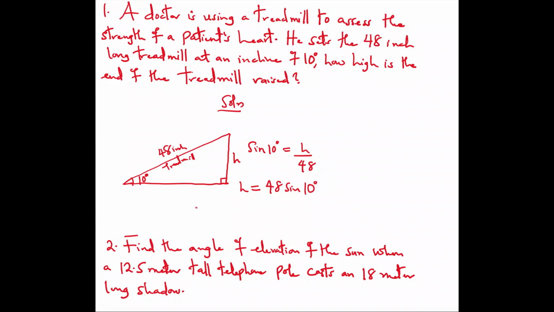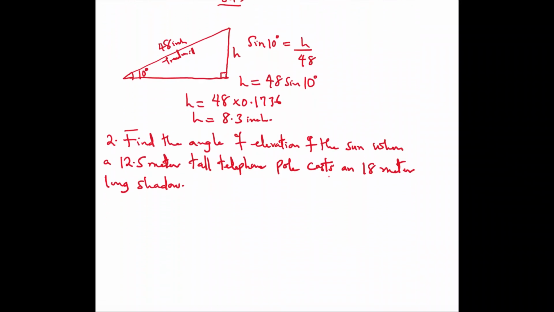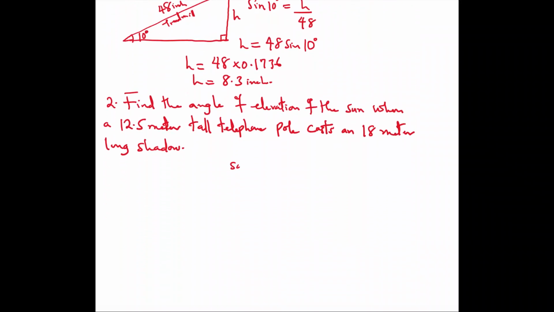Okay, 48 sine 10 degrees. So if we do sine 10, sine 10 is 0.1736. So that's 48 times 0.1736. Okay, so the height of the end of the treadmill raised is 8.3. So that will be 8.3 inches. Okay. So that's it for that question.